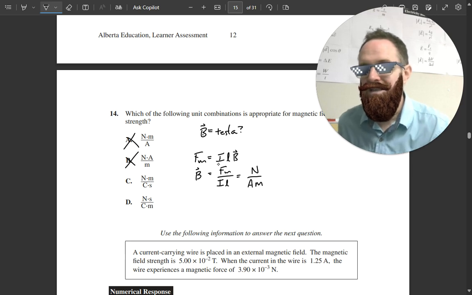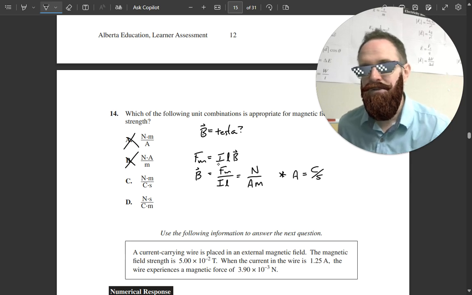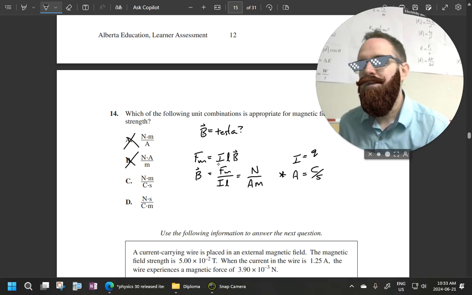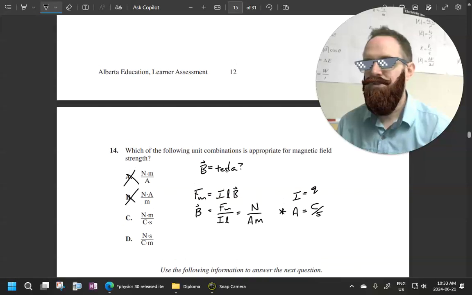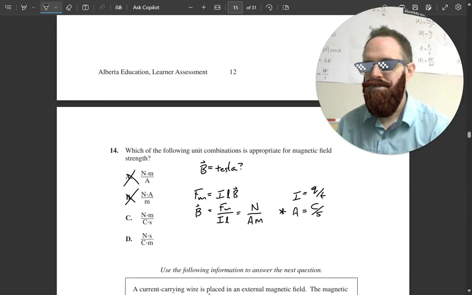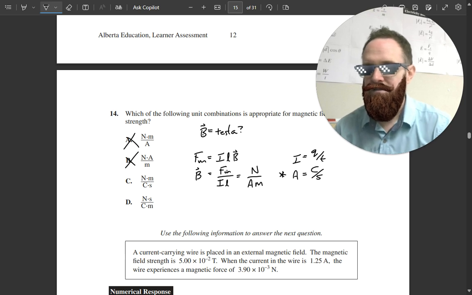So another way to represent an amp is that an amp is the same thing as a coulomb per second. So I can do it that way too. Remember, that's just I is equal to Q over T, right? So I could put that into this formula here. So that means a Tesla is going to be a newton over a coulomb per second meter.